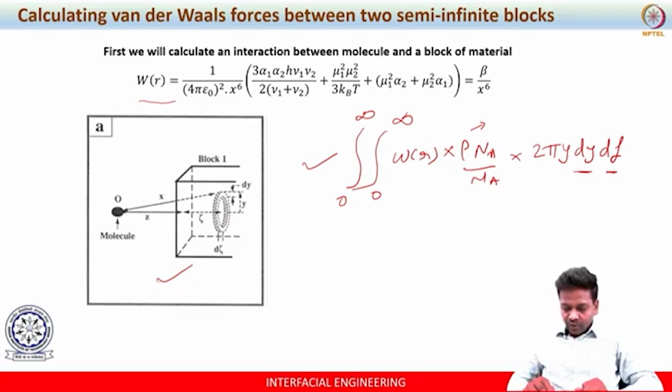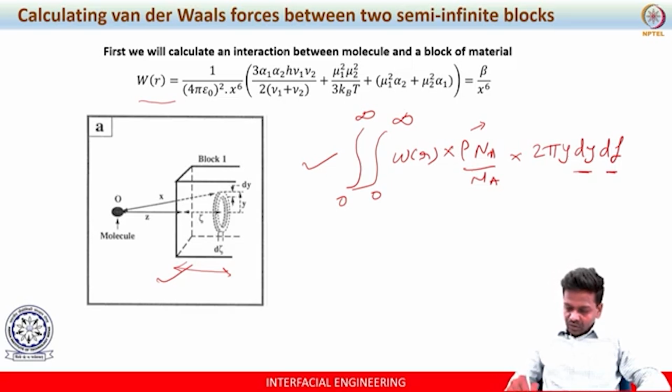Once we are able to do this, then by performing integration from the lower limit to upper limit, you will be able to cover all the molecules present within block 1. That is the first exercise. So we are breaking down this step into two. The first step will be to take care of the molecules from block 2 to all the molecules present in block 1. That is exactly what we are doing here.